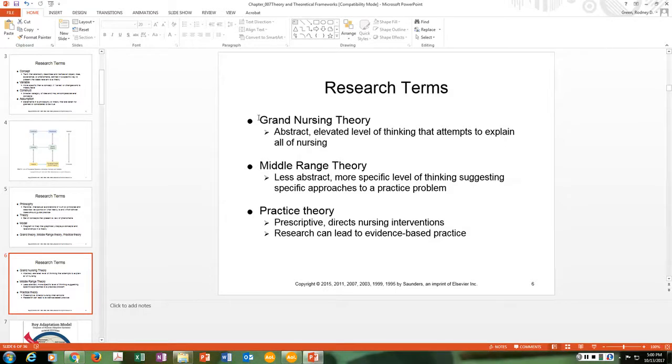Middle range theory is less abstract theory. It's on a more specific level of thinking, suggesting specific approaches to a practice problem. Practice theory is a subcategory under middle range theory. Practice theory is very prescriptive. It directs nursing interventions, and research in practice theory can lead to evidence-based practice.